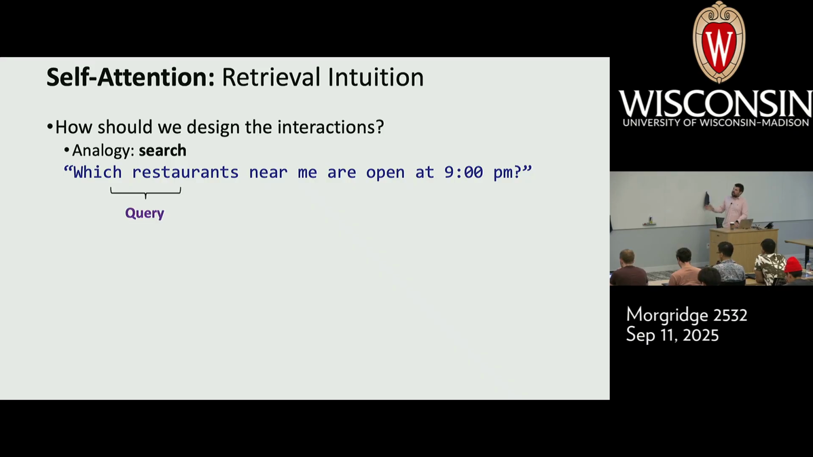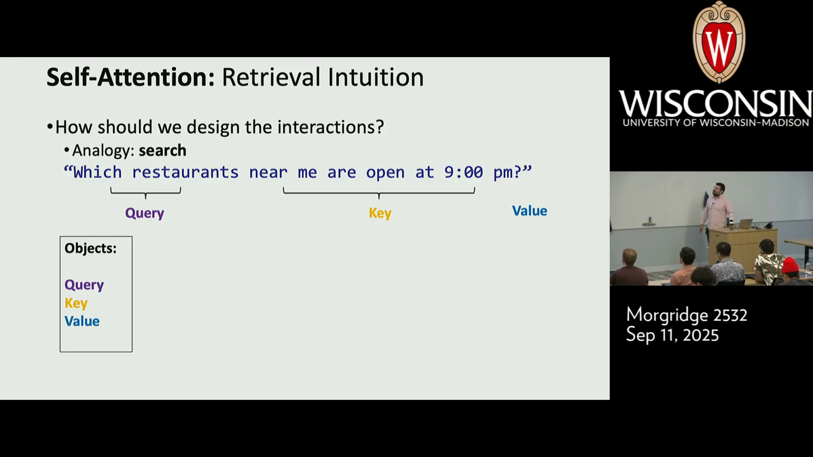But the very basic idea for how it works is you have a query, and you match it up with a key. So the query is which restaurants, and then I have a key. I want them to be open at 9. And depending on the query and key interaction, I'll get some values. And of course, this is something you've seen and you're comfortable with. This is going to be our high-level analogy.